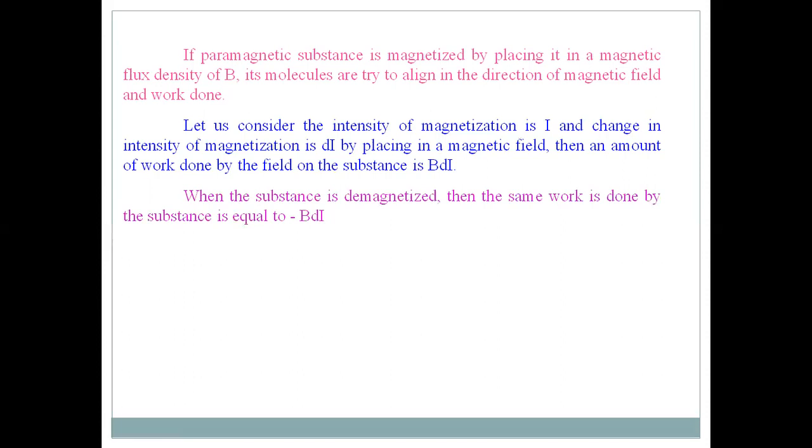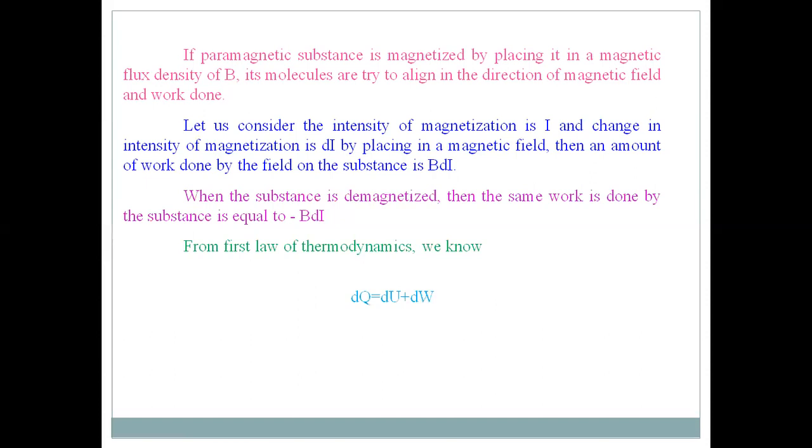If it is demagnetization, then what happens? The same amount of work is done from its internal energy, so the work done from its internal energy is minus B dI. So W is equal to minus B dI. But we know, according to the first law of thermodynamics, mathematically, dQ is equal to dU plus dW. dQ is the amount of heat given to the system, dU is the change in internal energy, and dW is the work, of course P dV.